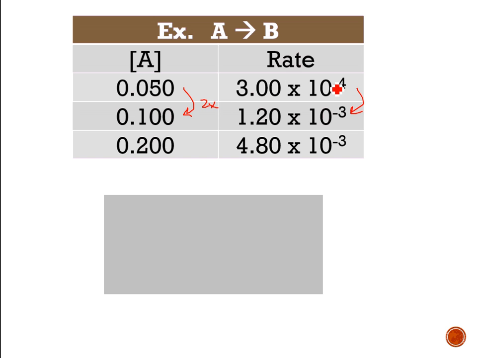You need to be careful when you get these scientific notation values. This is 3 times 10 to the negative fourth, and this is 1.2 times 10 to the negative third. So this is essentially 3 and 12. So we have a fourfold increase there.